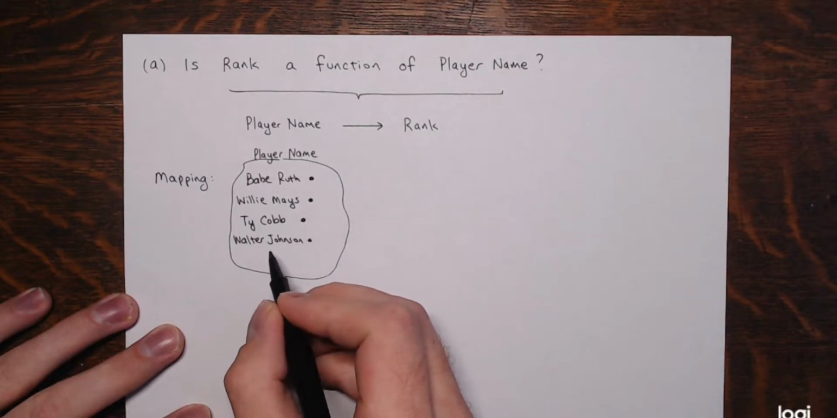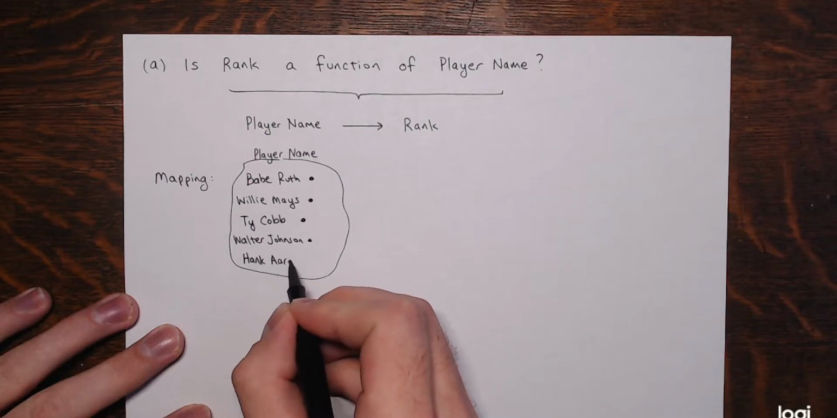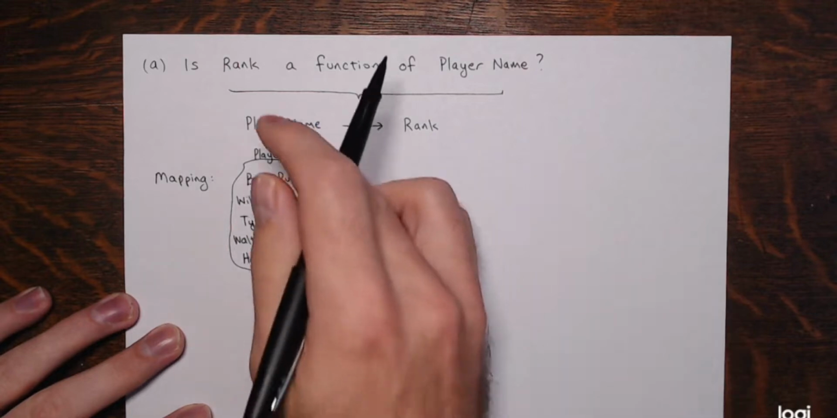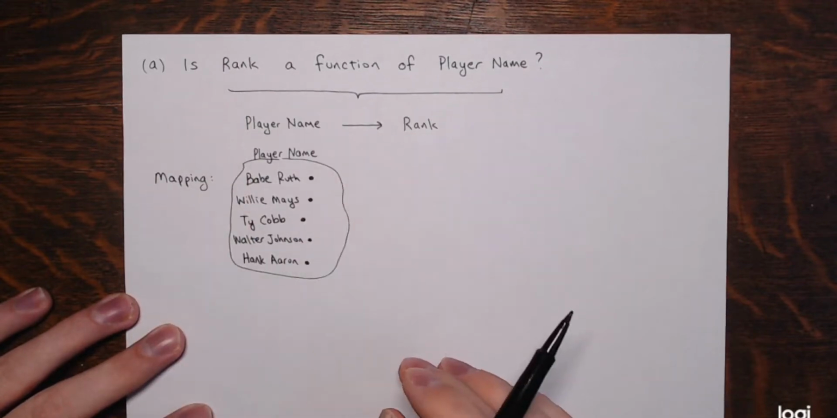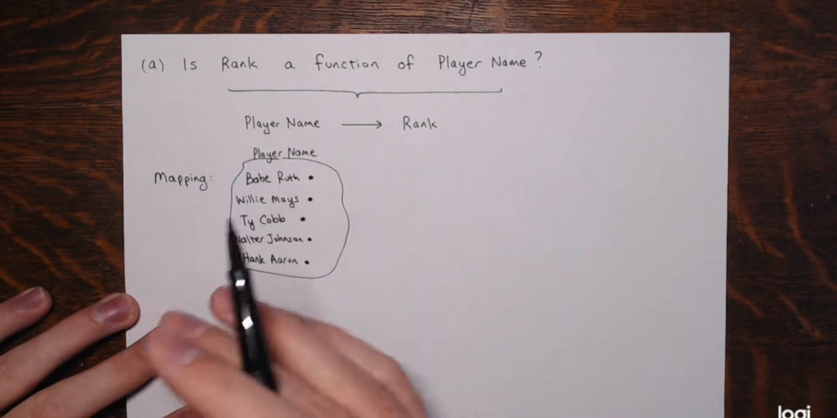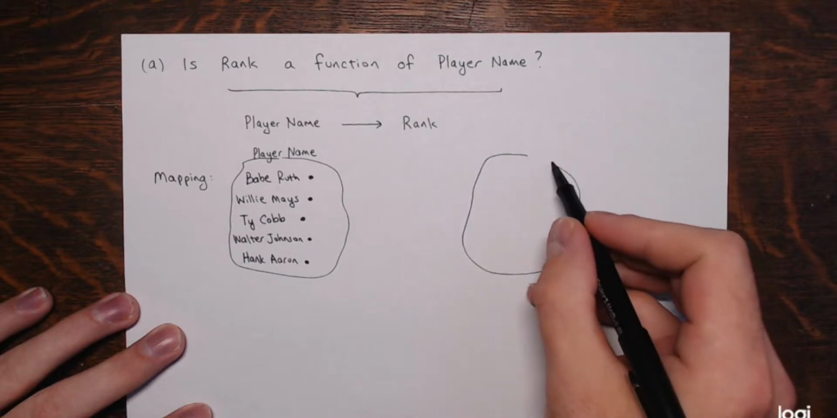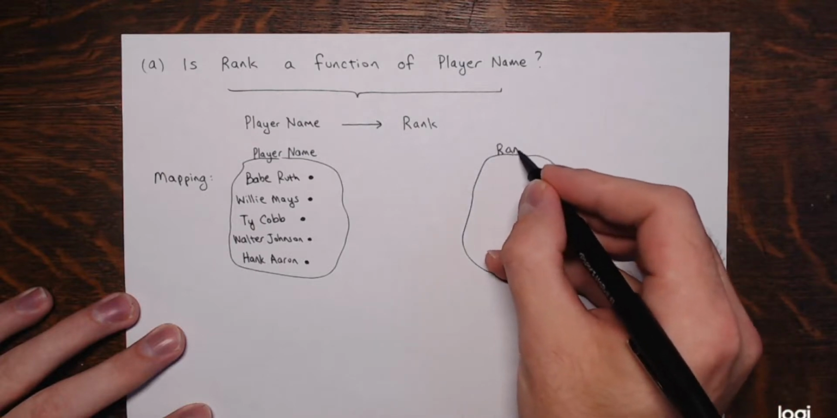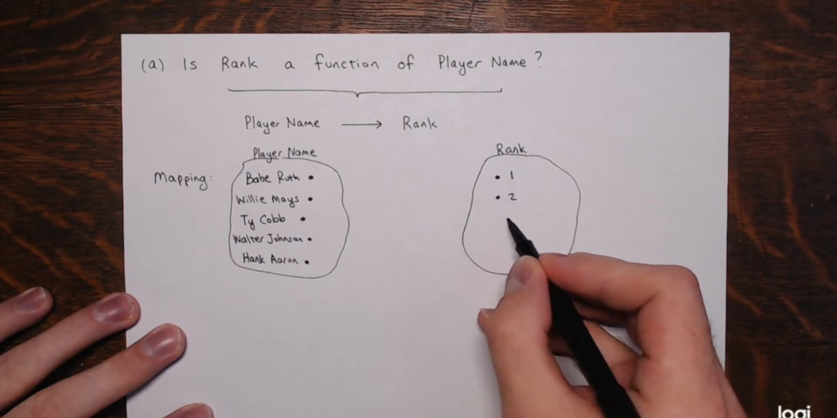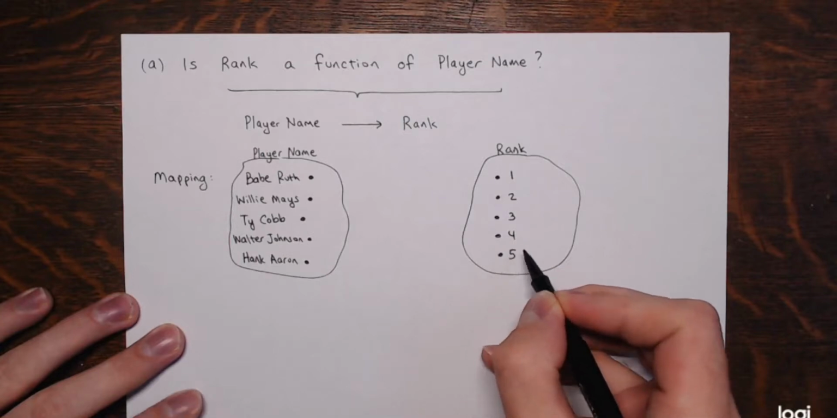And Hank Aaron. Alright, so there's the set of player names, and these will be the inputs when they're asking this question. In the second question, you'll notice they switch these, so inputs and outputs change. They switch, but then over on this side, we'll have another set, the set of ranks, which are just numbers, right? 1, 2, 3, 4, and 5.